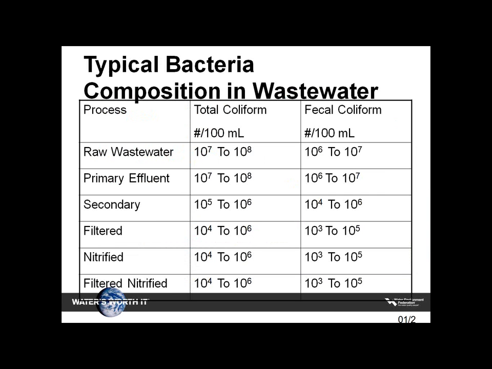With UV, we're trying to inactivate bacteria. You can see that we start at some very large numbers with raw wastewater and primary effluent, in the 10 to the 7th to 10 to the 8th range for total coliform, and 10 to the 6th to 10 to the 7th for fecal coliform. As we move through the treatment process, those numbers go down through secondary, through filtration, through nitrification and filtered nitrifiers.